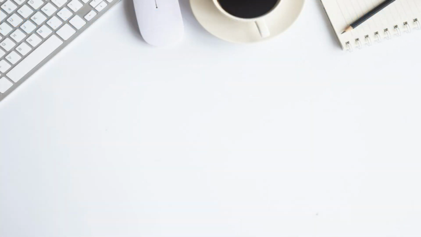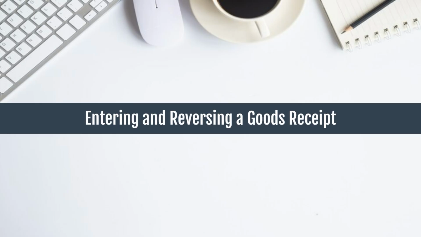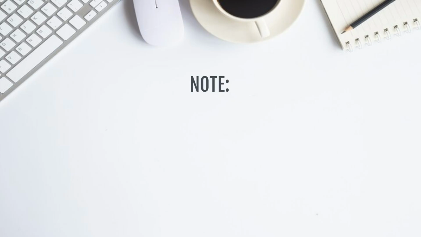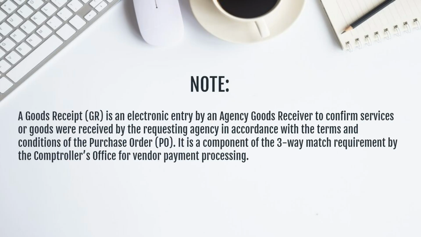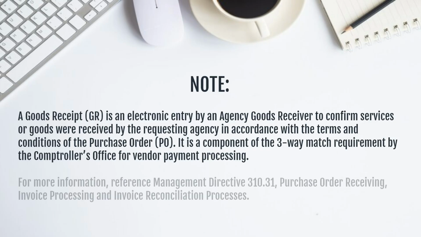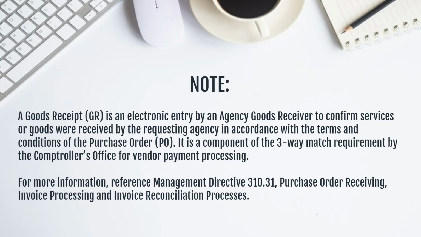Use this procedure to create a goods receipt confirmation for goods that have been delivered and/or for services rendered by a vendor, based on a purchase order. Note: a goods receipt is an electronic entry by an agency goods receiver to confirm services or goods were received by the requesting agency in accordance with the terms and conditions of the purchase order. It is a component of the three-way match requirement by the Comptroller's Office for Vendor Payment Processing. For more information, reference Management Directive 310.31, Purchase Order Receiving, Invoice Processing, and Invoice Reconciliation Processes.